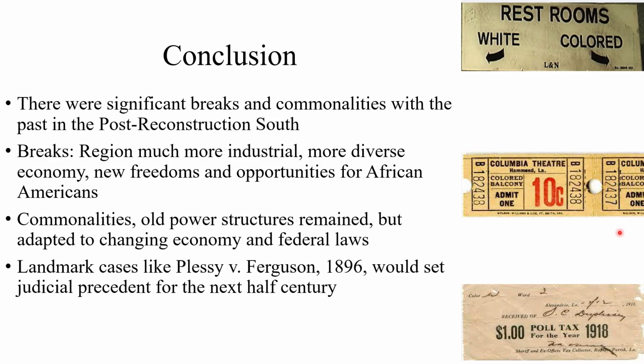This is a theater ticket. It's for an African American balcony. Again, even movie theaters and sporting events could be segregated in the South. And this is a poll tax from 1918. It's from Louisiana. It's $1, which, adjusting for inflation, would be like $14 or $15 in today's money. Although really it would have the feel or the purchasing power of like $100 or $120. So again, evidence of the Jim Crow laws and system that we talked about today in this video.